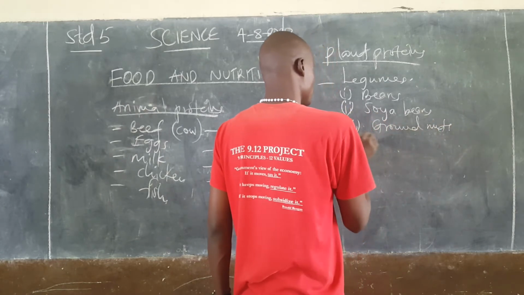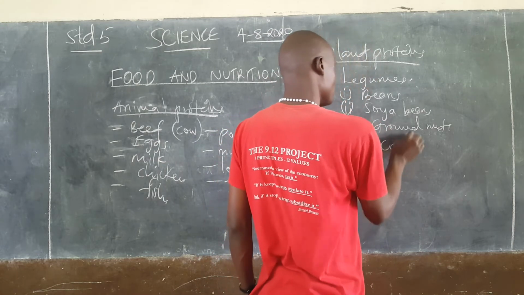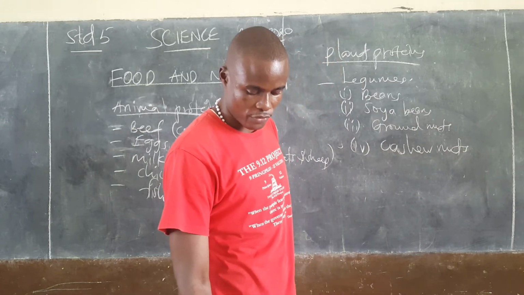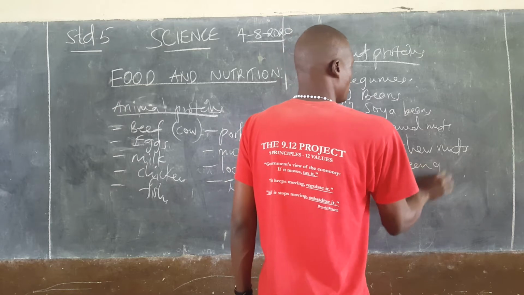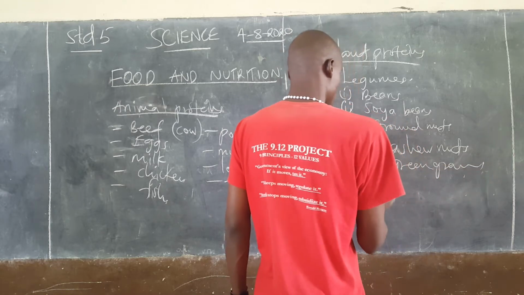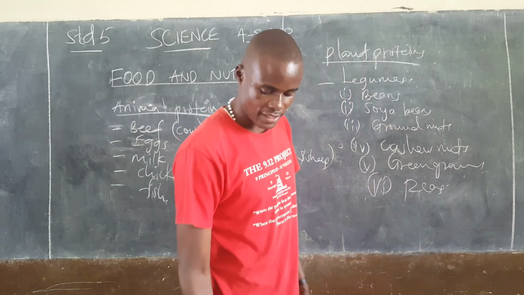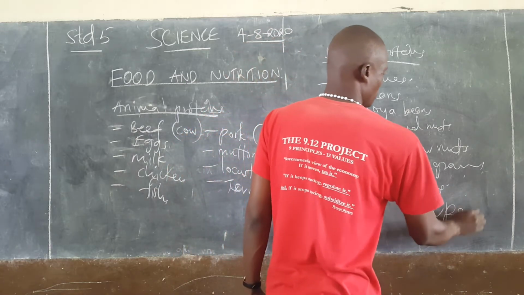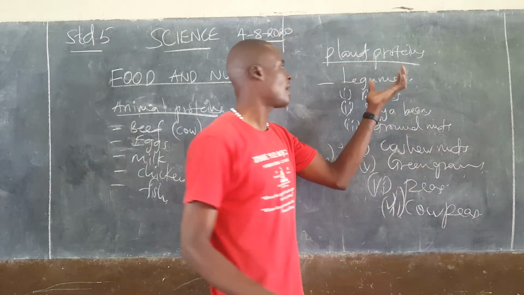Groundnuts. Four, we have cashew nuts. And then we also have green grams, peas. Six, we have peas. And then lastly, we have the cowpeas. All these are written here, but these ones are legumes.